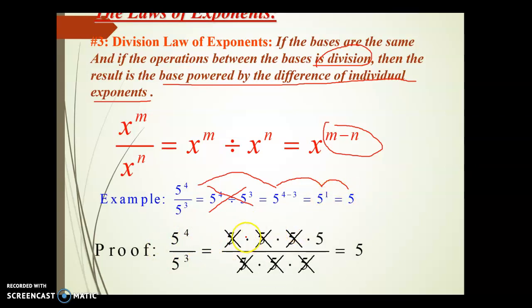So the proof of that is you write the number of 5's there. In the numerator, there are 4 5's, and then 3 5's in the denominator. Just cancel them. Then cancel the denominator. The remaining one is 5. Okay? Do you follow? Next.